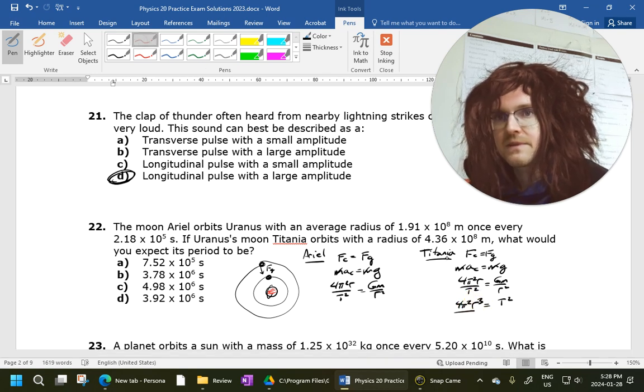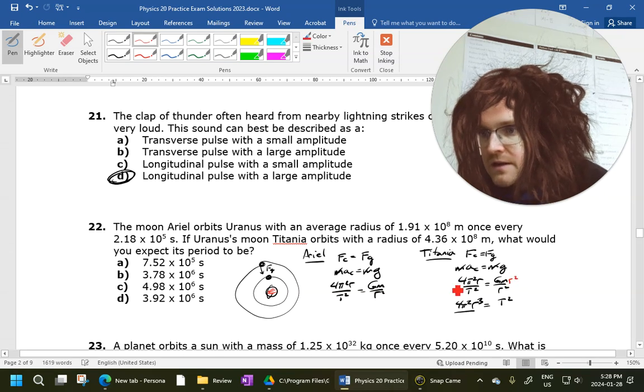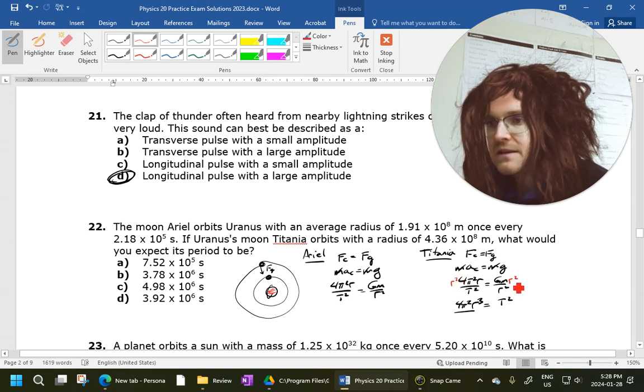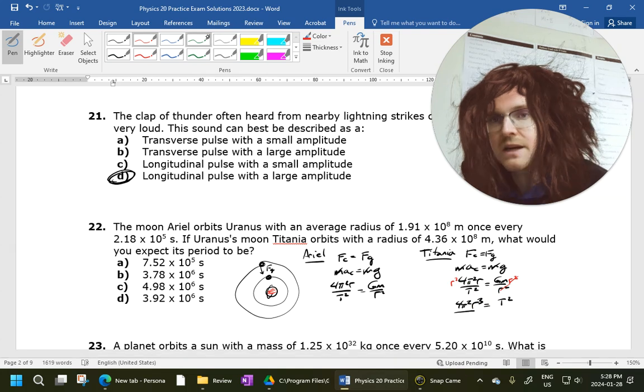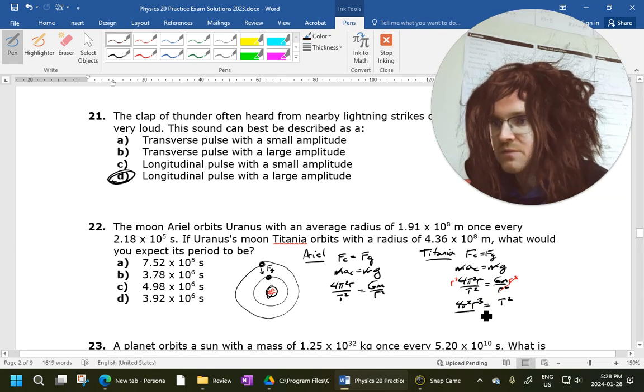Here I have to times by r squared times by r squared. Notice that it's going to cancel out those. I'm going to combine the cubes, those together. And I'm going to start moving things around.